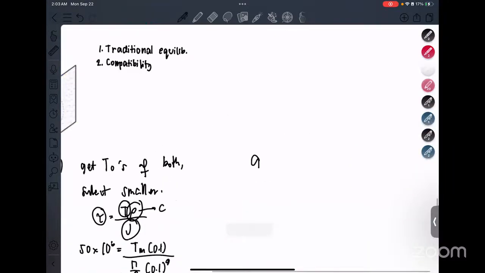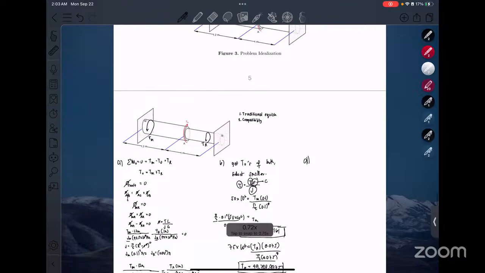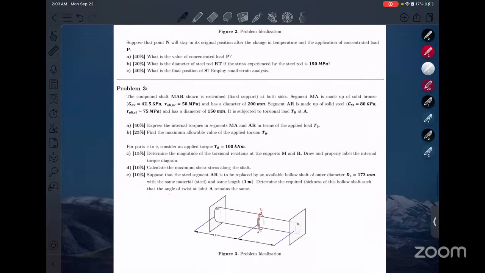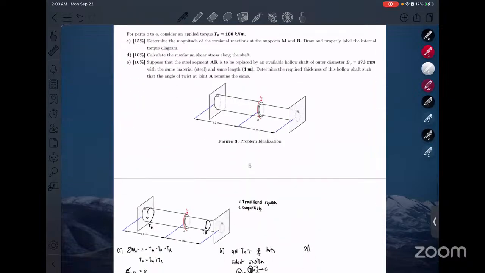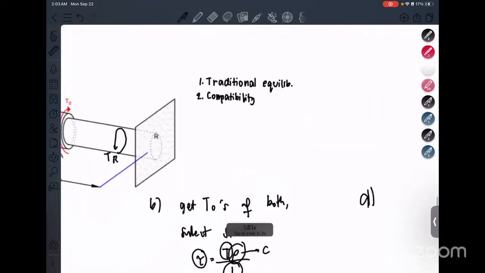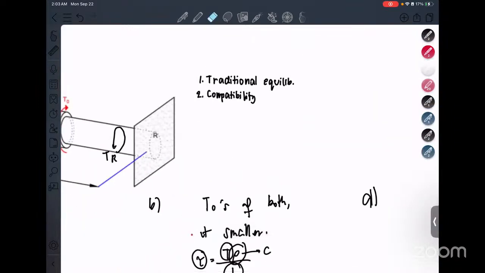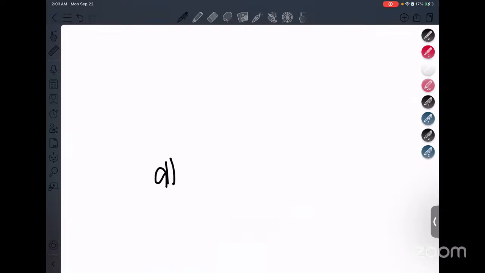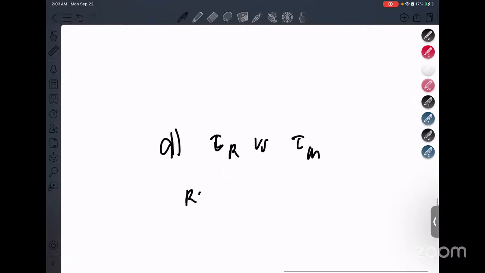For item D, find the maximum shear stress along the shaft. So you will have two, and this one is actually different. This is the comparing part. Actually, this isn't comparing; the first one is additive. This one is really the comparing. So we just basically take the shear stress at R versus the shear stress at M. Let's start with R.